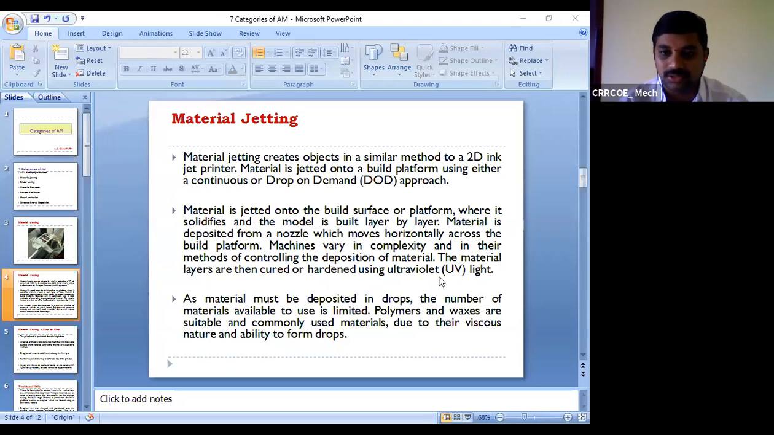That is done using ultraviolet light. That is photopolymerization, as in the SLA technique, the stereolithography method. Through ultraviolet rays, the material gets fused or hardened. Coming to the next point, the material must be deposited in drops. See, in this statement they have given clearly that the number of materials available to use is limited.